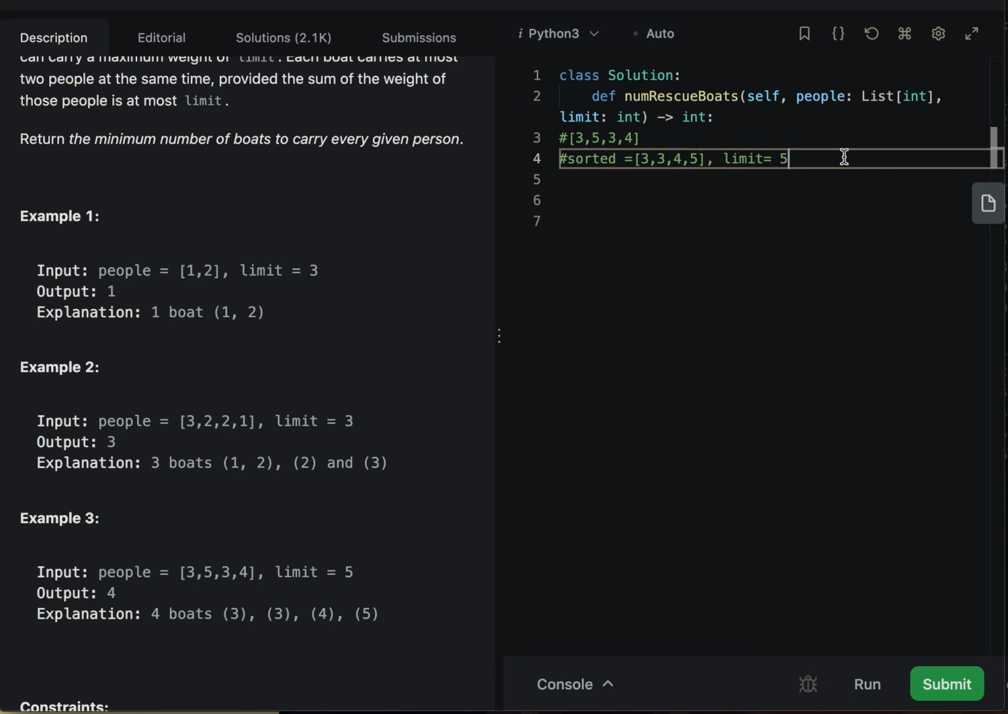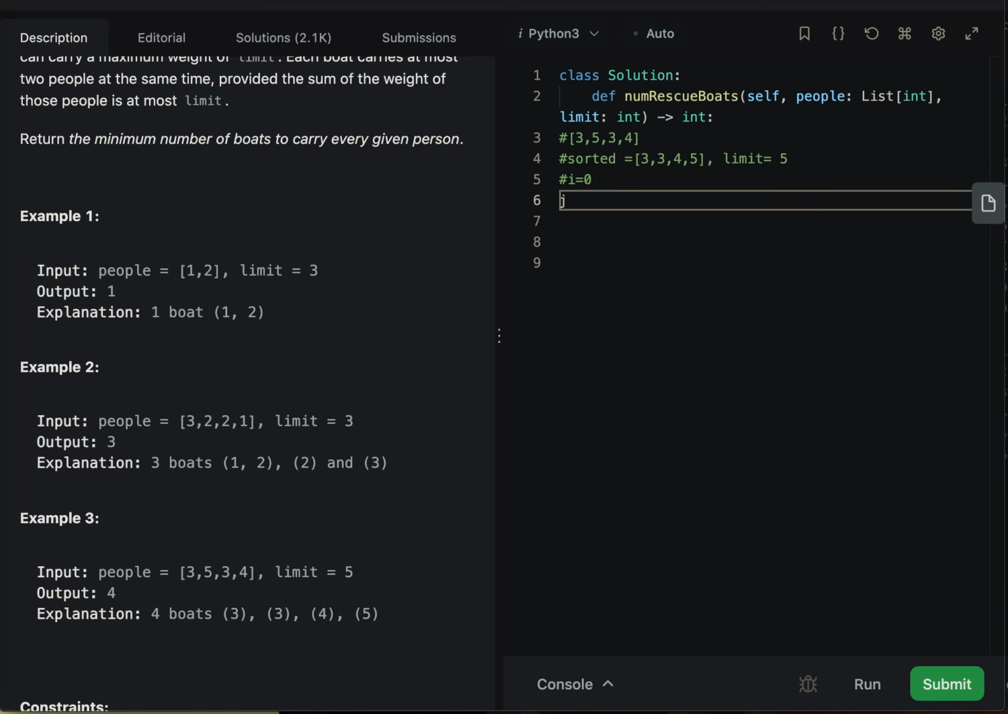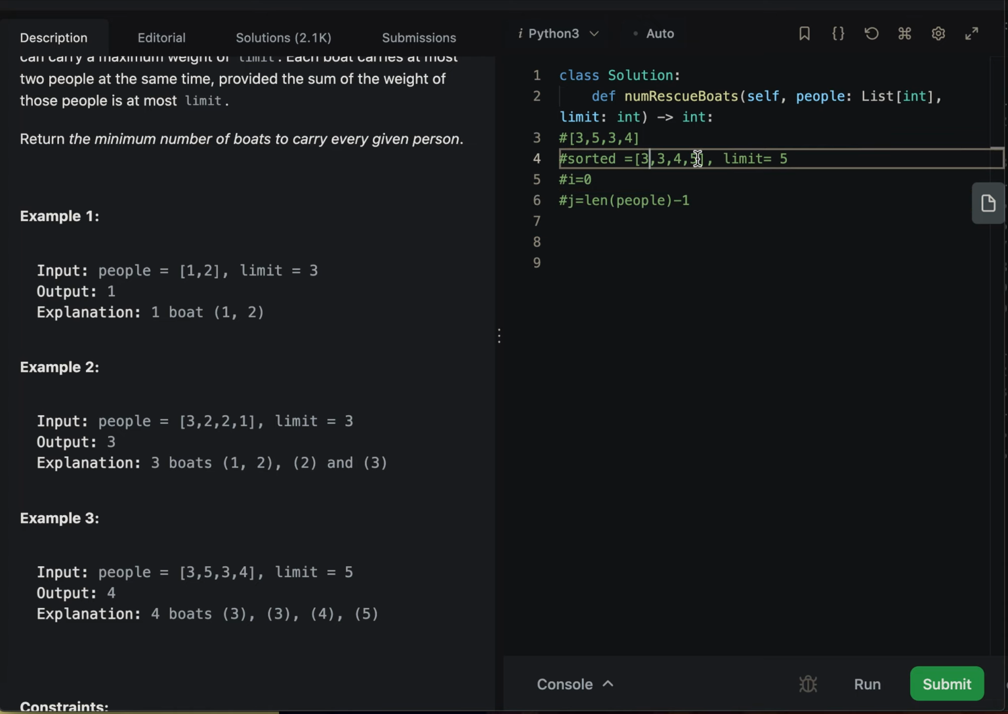We're going to use a two pointer approach. In the best case scenario, we can fit the person with the maximum weight and the person with the least weight together. So I'll keep one pointer i equal to 0 and a j pointer pointing to the last element, length of people minus 1. So my i is here and j is here.